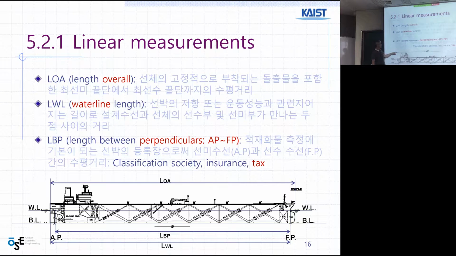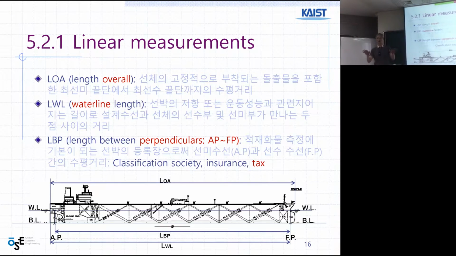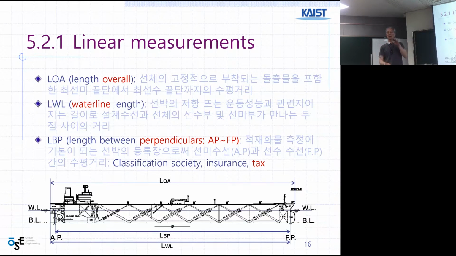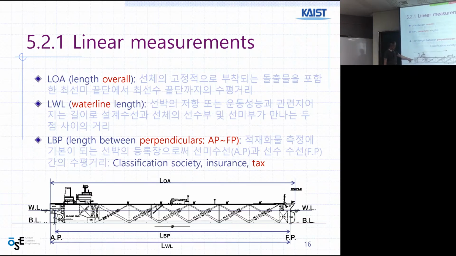And length waterline is, this is waterline, right? But waterline is changing as cargo loading is changing, right? Every time. But we know that maximum draft, or we call this a design draft. Right? Design draft is the maximum draft limitation. So we call this the design load line or waterline length, right?